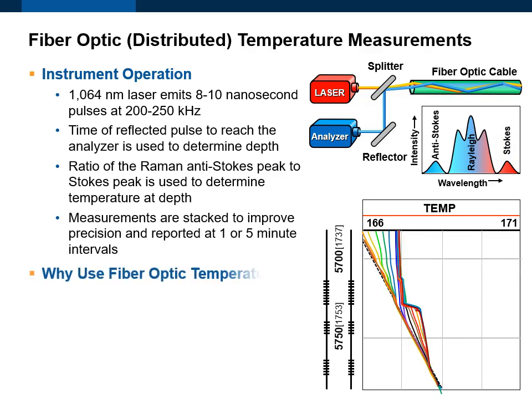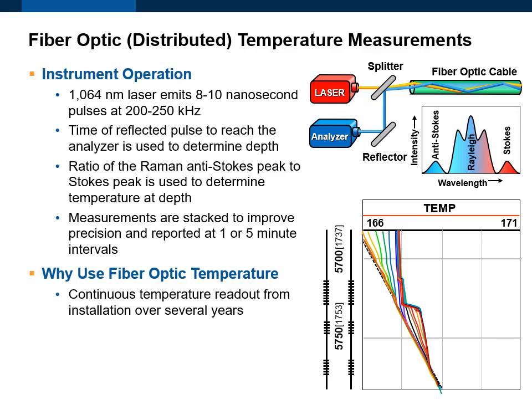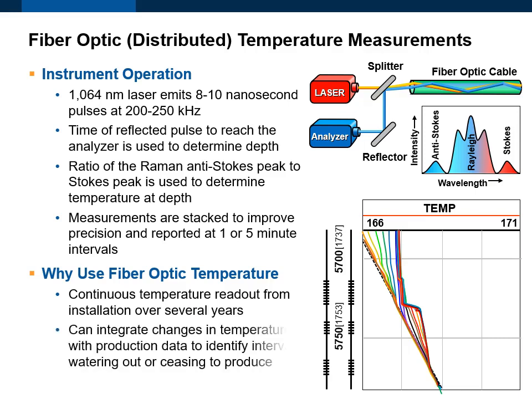Why use fiber optic temperature? This instrumentation provides continuous temperature readout from installation over several years without need to intervene that one has to do with conventional logging tools. One can integrate changes in temperature with production data to identify intervals watering out or ceasing to produce.